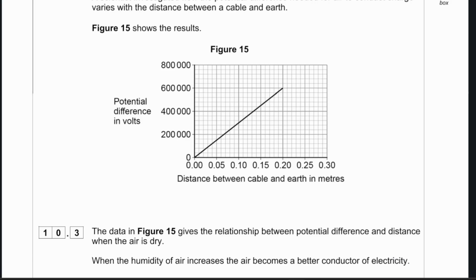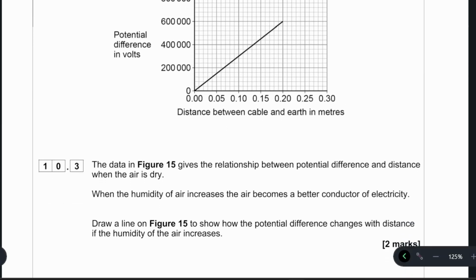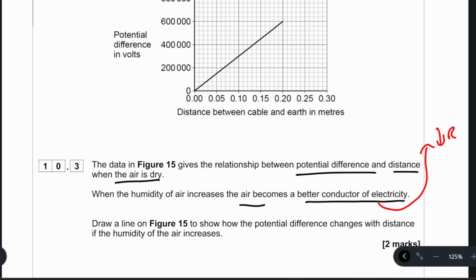Cool. Next part of the question: scientists investigated how the potential difference needed for air to conduct charge varies with the distance between a cable and the earth. Figure 15 shows the results, and the data gives a relationship between potential difference and distance when the air is dry. When the humidity of air increases, the air becomes a better conductor of electricity. What does that phrase actually mean? Well, it just means that we have a lower resistance. Things with a lower resistance tend to be better conductors of electricity. When you have things with a very high resistance, we term these insulators, right? They're not good conductors.